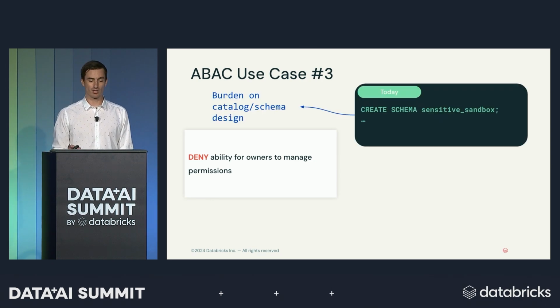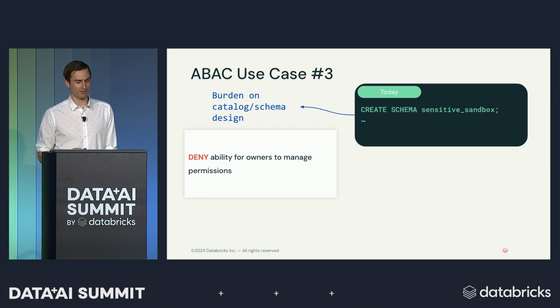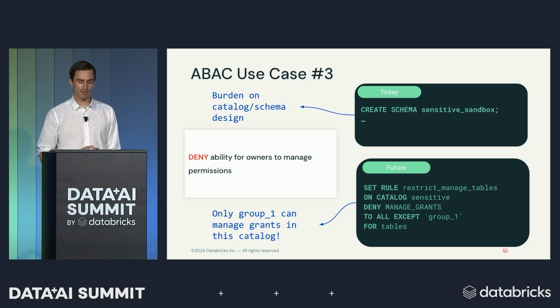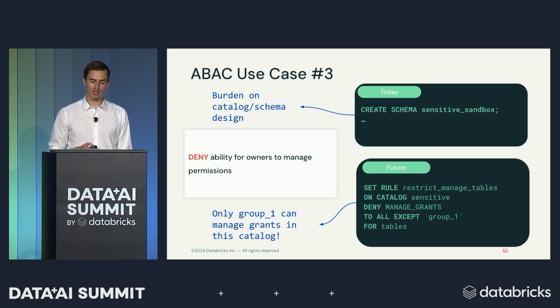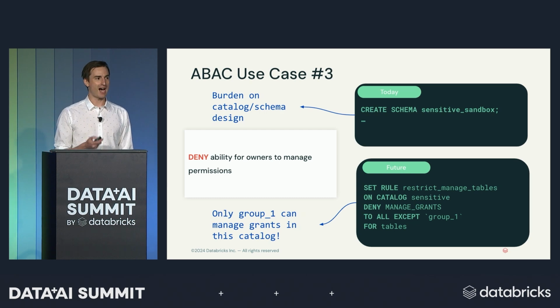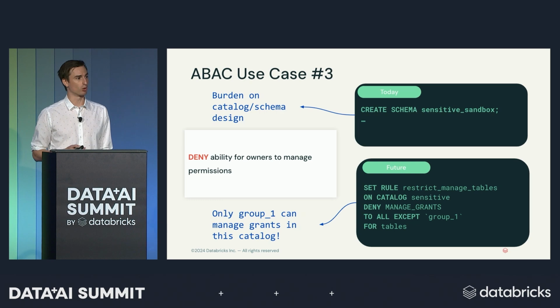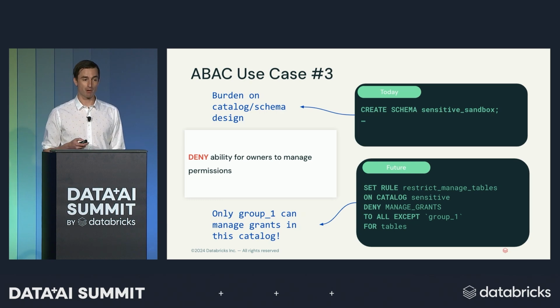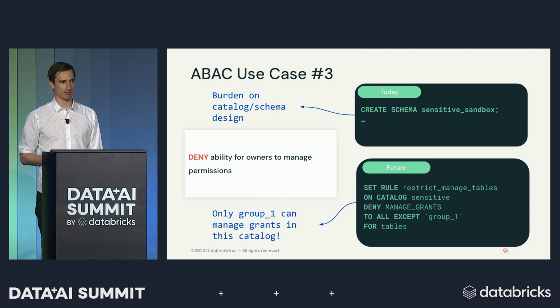So today, there'd be a reasonable amount of catalog and schema design that you have to go into to prevent this pattern from mattering. But what you'd actually be able to do in the future is to target this catalog called sensitive on the screen here and deny this privilege called manage grants to everyone except this hyper-privileged group called group 1. So this will remove the ability for anyone to manage permissions or grants on these objects except for this really privileged group. So this will be really useful.